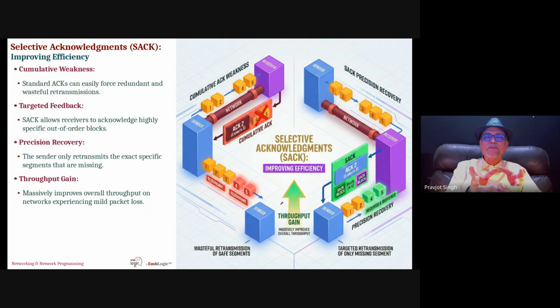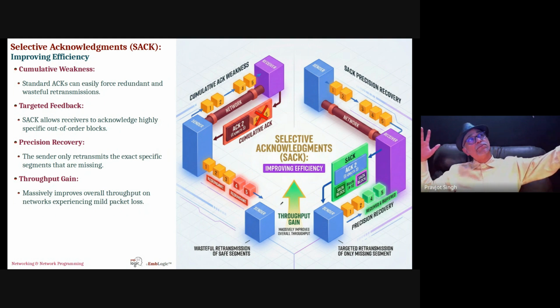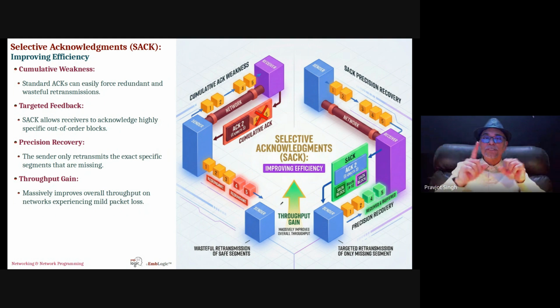While cumulative acknowledgements are generally quite efficient, you give one acknowledgement number 1500, so that means everything below 1500 is received. They possess a distinct architectural vulnerability, a problem. If a single segment is lost in a massive stream, the sender might be forced to needlessly retransmit subsequent numbers.